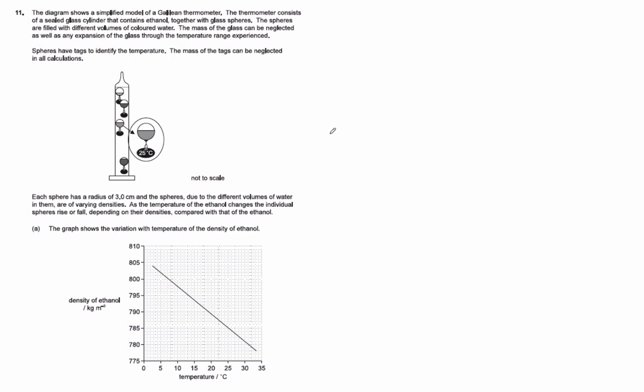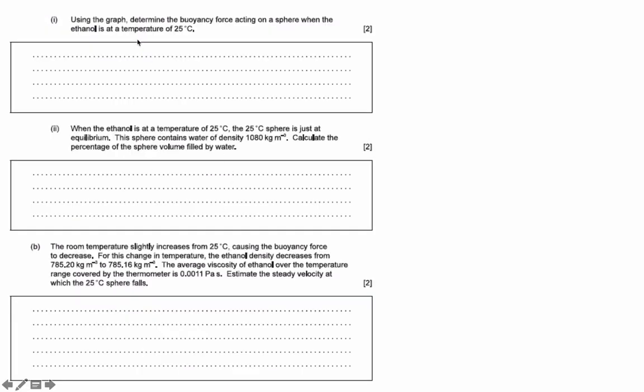And the dreaded Galilean thermometer, right? Not to scale. Okay, so the first thing they ask you to do is they say, use the graph to determine the buoyancy force acting on the sphere when the ethanol is at a temperature of 25 Celsius, right?